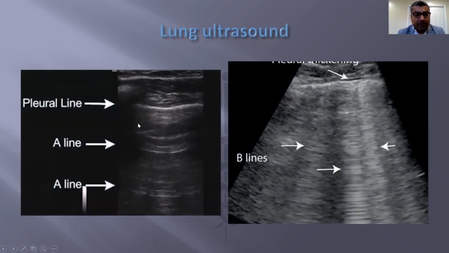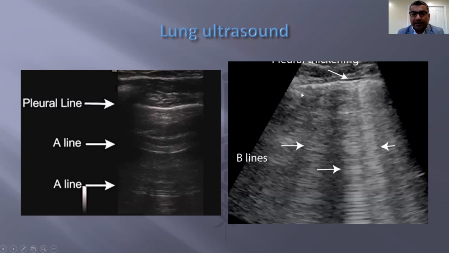So normally when you put the cursor between the two ribs, this will be the pleural line. This is your cursor here. This is your fat tissue. That's your pleural line, and it will have the A line at almost exactly the same distance as this one. And those are normal A lines in the lung ultrasound. There are some topics of sliding of the pleural line, which would help us in more complex patients.